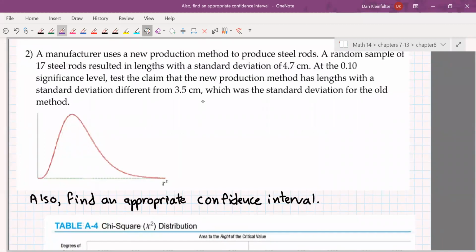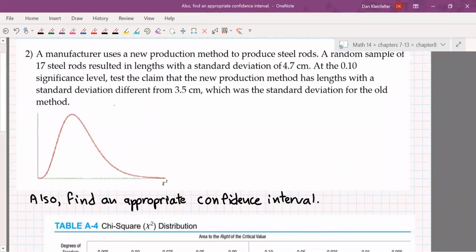So let's start with hypotheses. The standard deviation different from 3.5. So the null is standard deviation equal to 3.5. You'll notice, by the way, as we do this, we haven't done anything with variance. Usually because of the units thing, we usually work with standard deviation rather than variance. So that's why all of the tests we've done so far have been in terms of standard deviation.